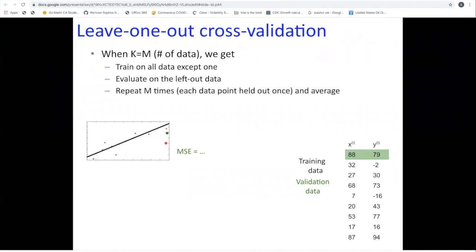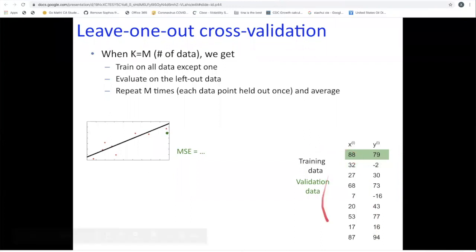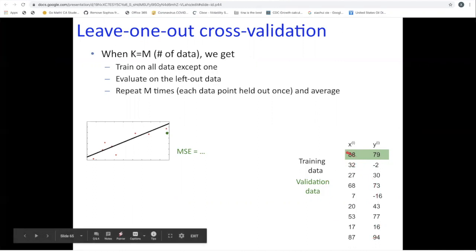So in that case, you're going to split your data sets into k exactly equal to the number of samples you have. Which means for every split here, you're going to use only one data point for evaluation and all the rest of the data for training. That's kind of an extreme case of k-fold cross-validation. In this example, this is the first split: I have the remaining data for training and the first data point for evaluation.